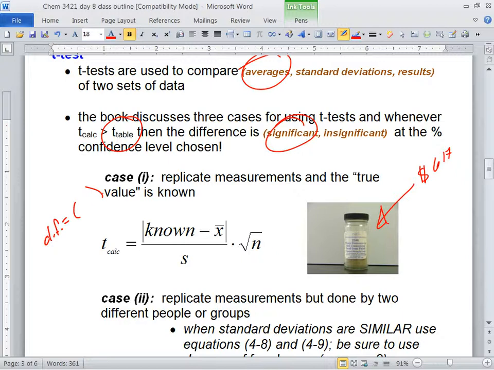Because you're using standard deviation. You're using essentially standard deviation. Standard deviation has N minus 1 degrees of freedom. So therefore you use N minus 1 degrees of freedom.